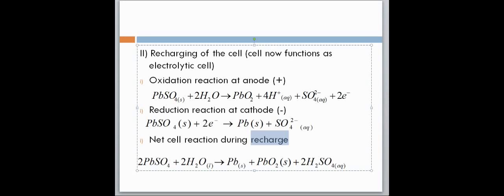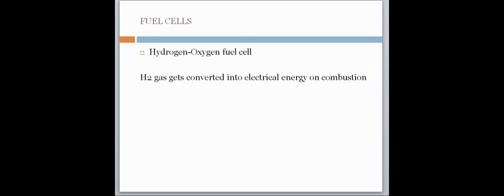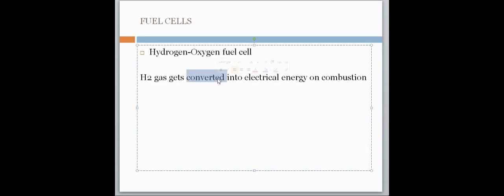They are important. So with that, we are done with types of cells. One is which cannot be recharged, that is the dry cell, and one which can be recharged, that is lead accumulators. Let's go to another type of cell, which is fuel cells.